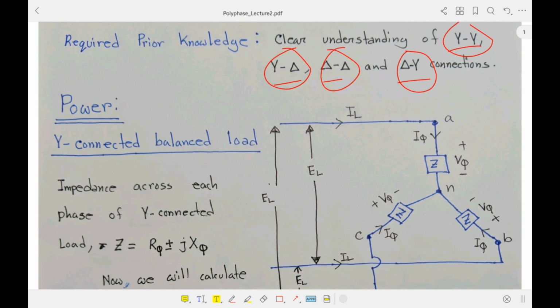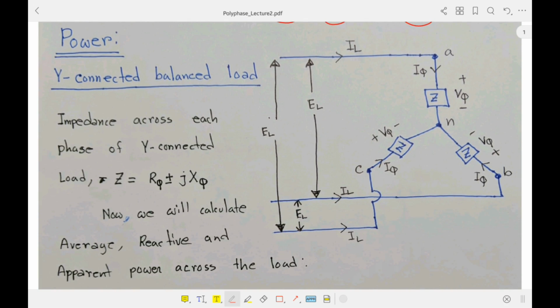So now this is a Y connected balanced load. It is balanced because all impedances are equal, all are Z, and let's consider that Z equals R phi plus or minus jX phi. That means the impedance is composed of a resistance and a reactance component. So this could be either inductance or capacitance. Now we will calculate our average, reactive and apparent power.